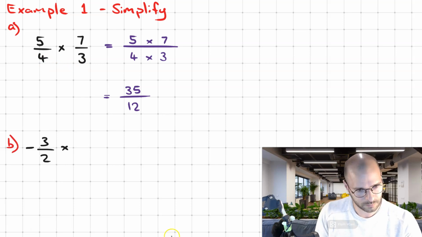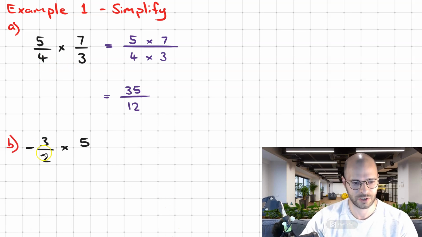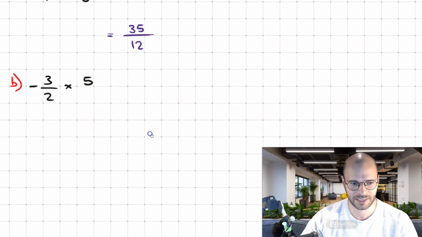B. We're going to go negative 3 over 2 times 5. Now the process we're going to employ is exactly the same. However, we need to make sure that all our numbers here are firstly represented as fractions. Our first one is good, although it is negative. Our second one needs some work. It's a 5. This is a whole number, we want it as a fraction. The way in which we can write this as a fraction is we just pretend.